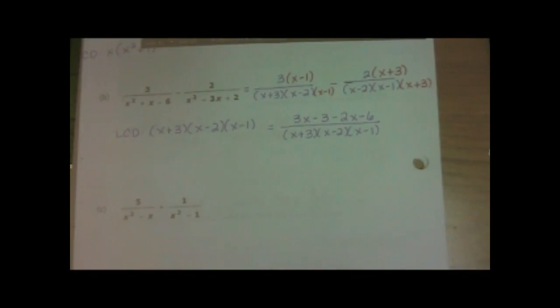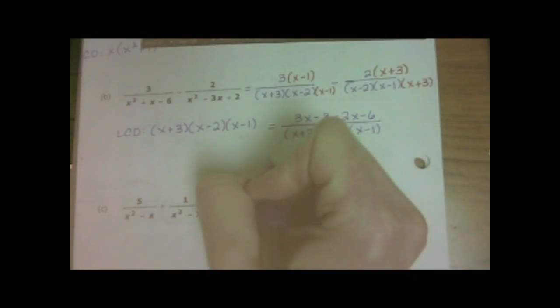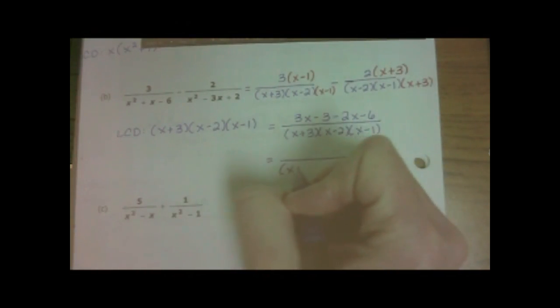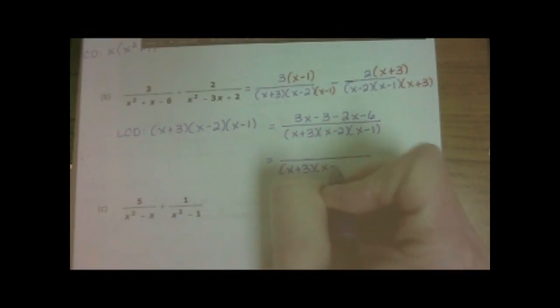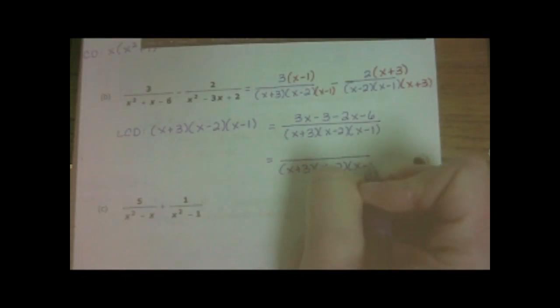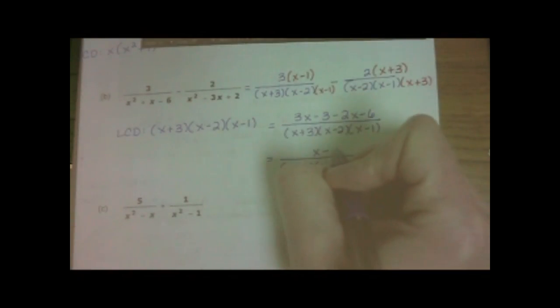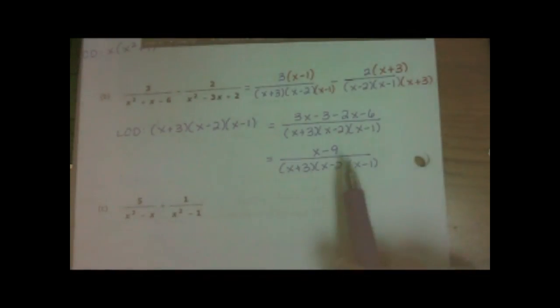All right, so I want to combine my like terms because I need to simplify this. So keep my common denominator. So I've got x plus 3, x minus 2, x minus 1. Here's what we're going to do. I've got 3x minus 2x is x. -3 and -6 is -9. Now, that doesn't factor, and it's not common with the denominator, so nothing is going to cancel. I know that today we haven't found anything that will cancel. On your homework, this will not necessarily be true. There will be things that will cancel.